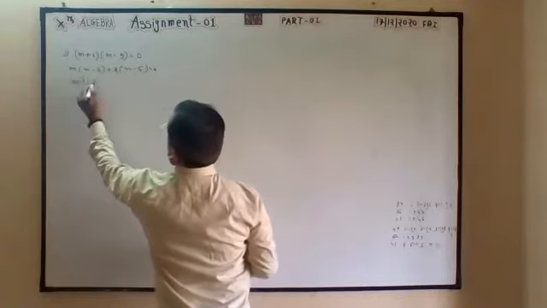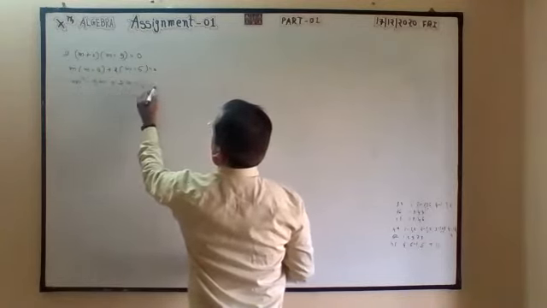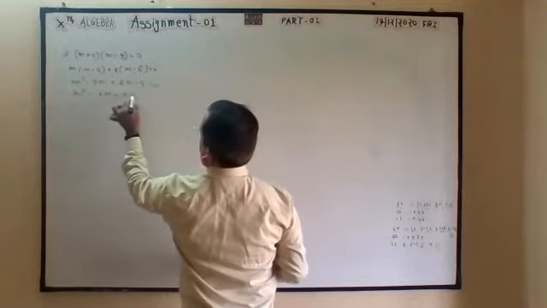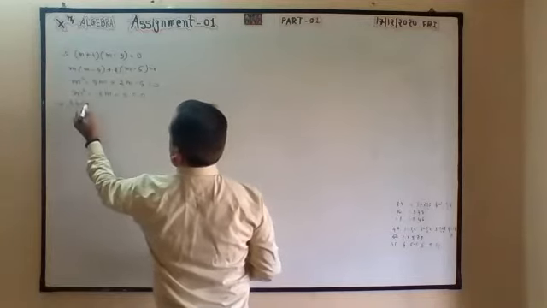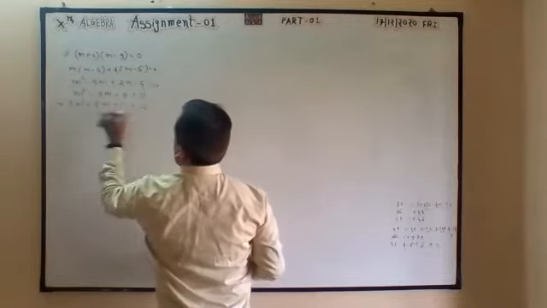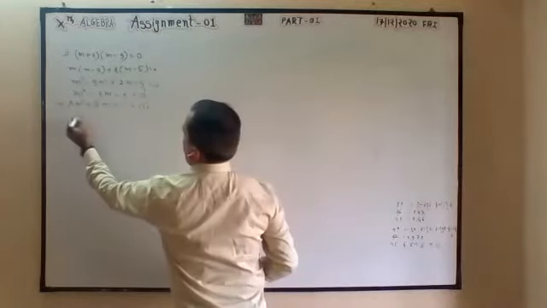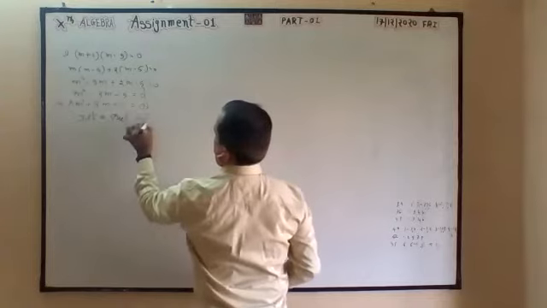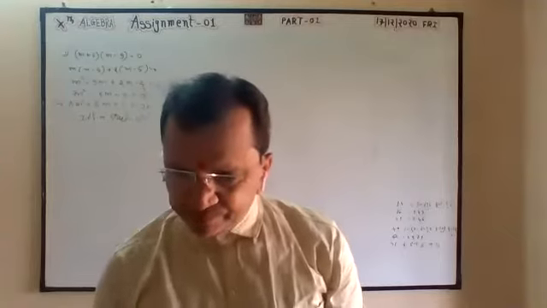So m square minus 5m plus 2m minus 5 is equal to 0. So it is m square minus 3m minus 5 is equal to 0. It is exactly of the form am square plus bm plus c is equal to 0. These two equations are matching. Yes. Therefore, it's a quadratic equation. If it is not matching, then it is not a quadratic equation.